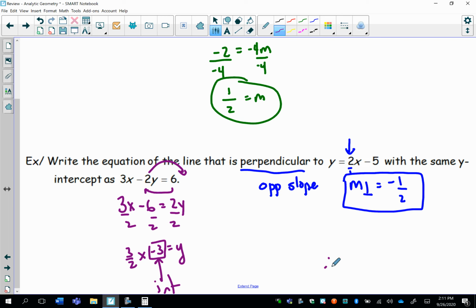So what's our equation? Y equals, want the perpendicular slope and the same y-intercept. And gathering information about the equation from other equations.